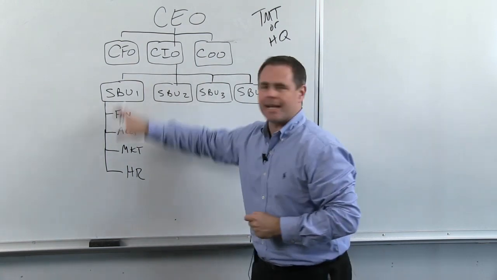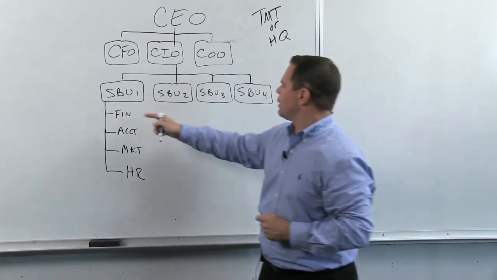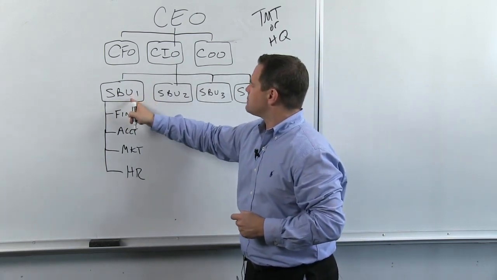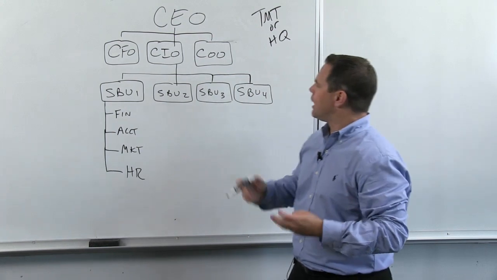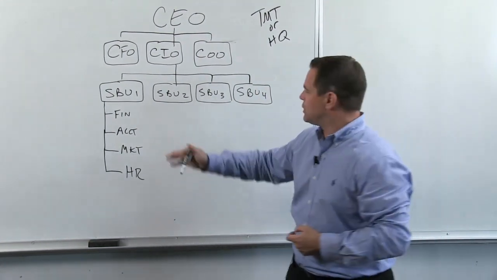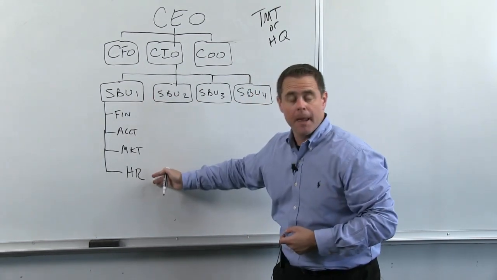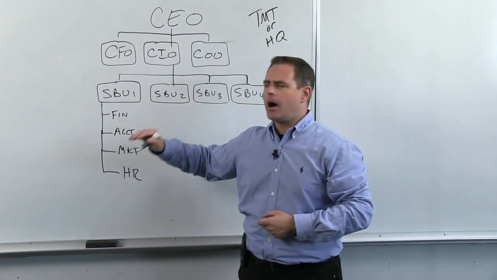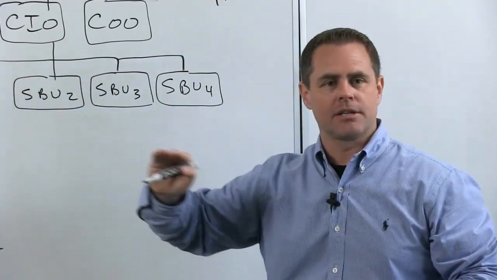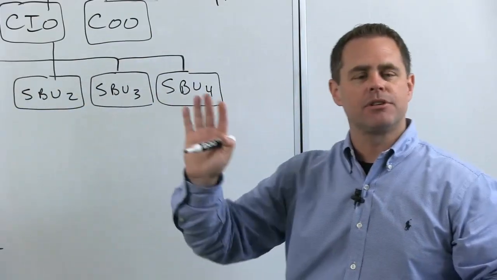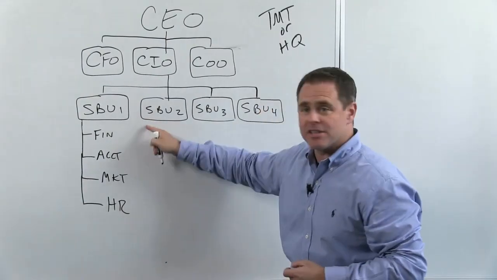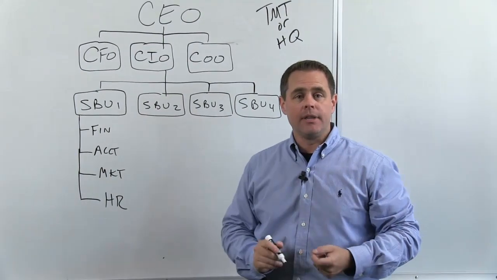Now, in the real world, it gets much more complex than this. If we were looking at, say, Microsoft, we would say, okay, say one of the SBUs is operating systems. And then underneath operating systems, you could obviously have a functional structure, but you also may have it broken down into operating systems for computers, operating systems for mobile, operating systems for tablets. So you may have those other breakdowns within the SBU, as well as a functional structure in the SBU.